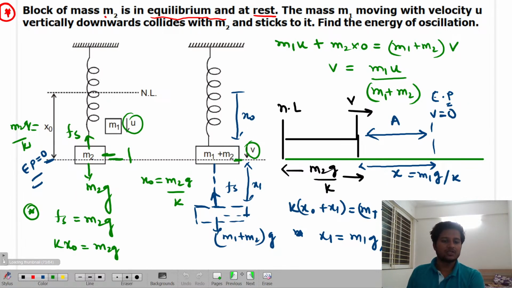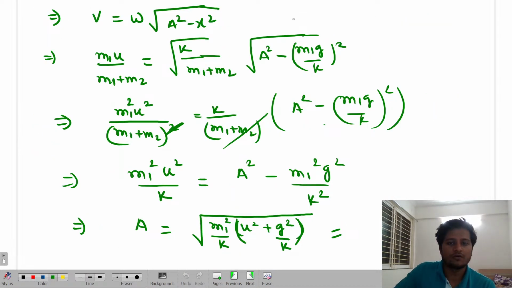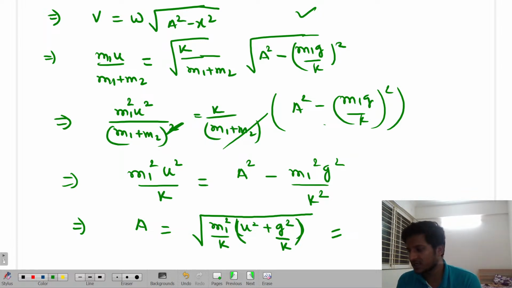What you have to do? First, write the equilibrium point equation. Then find the shift in the equilibrium point. And if there is no extra energy transfer, the shift in the equilibrium point is my amplitude. But if there is an extra energy transfer, you have to find the amplitude using the formula V is equal to omega root under a square minus x square. Is that clear or not?